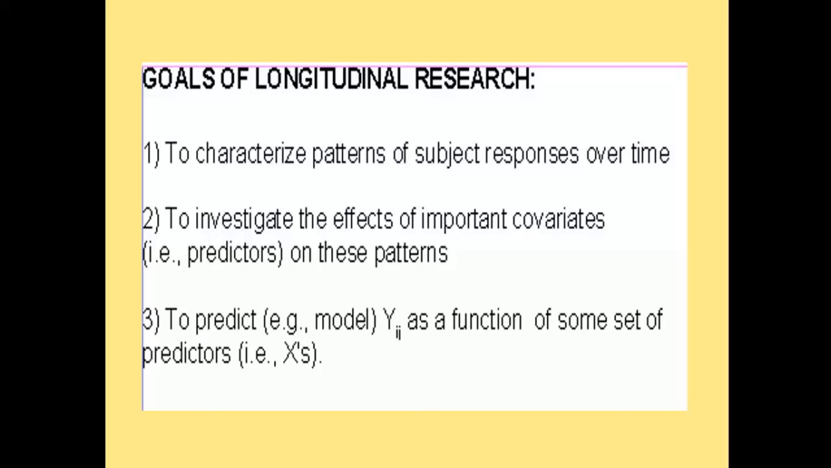And then the third statement says, to predict y as a function of some set of predictors. That's a more general way of stating what your goal might be in correlated data research, even over and above longitudinal research. But the only problem with statement 3 is you may not have the goal of prediction. Your goal may not be simply to predict y.